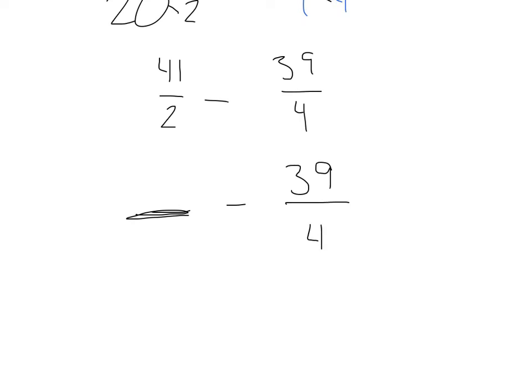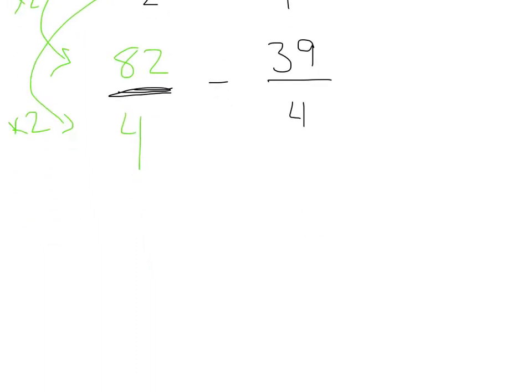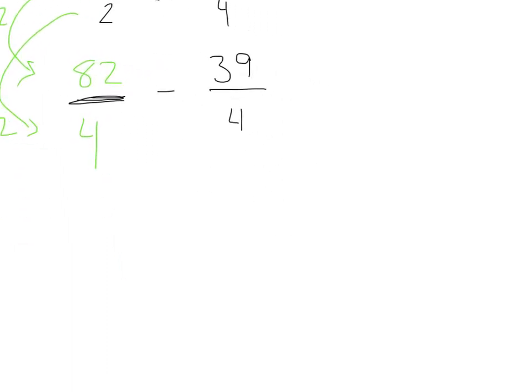So how do I make the 2 into a 4? I'm going to multiply by 2. So 2 times 2 gets you a 4, but I have to do the same to the top. So 41 times 2 would get me 82. Now I'm taking 82/4 minus 39/4. That's a little more manageable because they have like denominators. The common denominator is going to be 4.